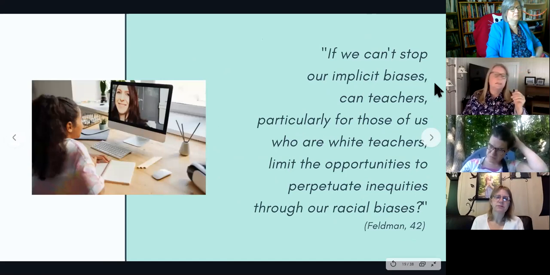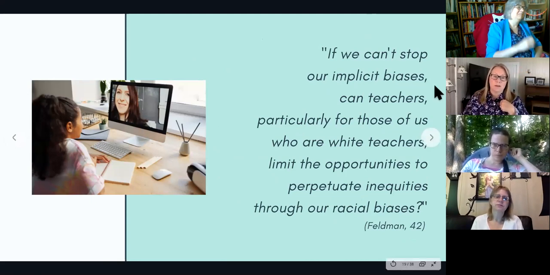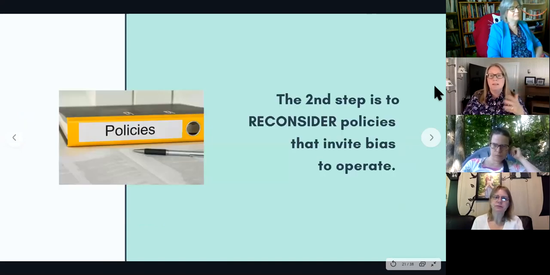He says, if we can't stop our implicit biases, can teachers, particularly those of us who are white teachers, limit the opportunities to perpetuate inequities through our racial biases? And the first step is self-awareness. And he doesn't go into that a lot, but we have to start to learn what our biases could be. And the second step he mentions is that we have to reconsider policies that invite bias to operate. And in particular, this book is about grading policies.